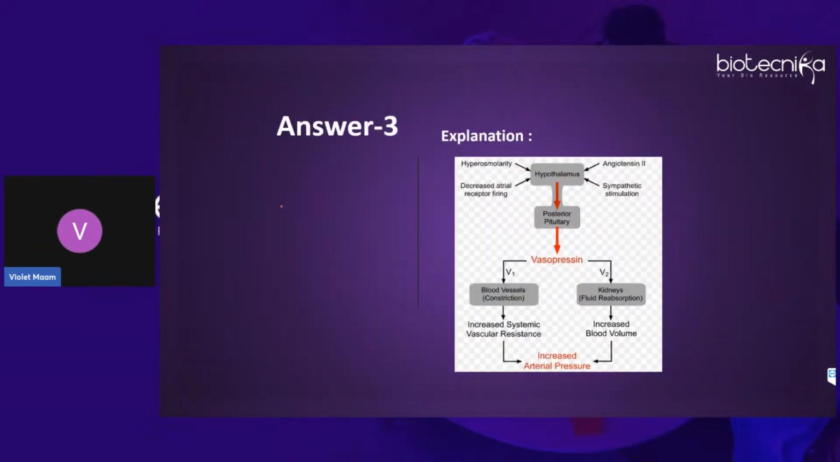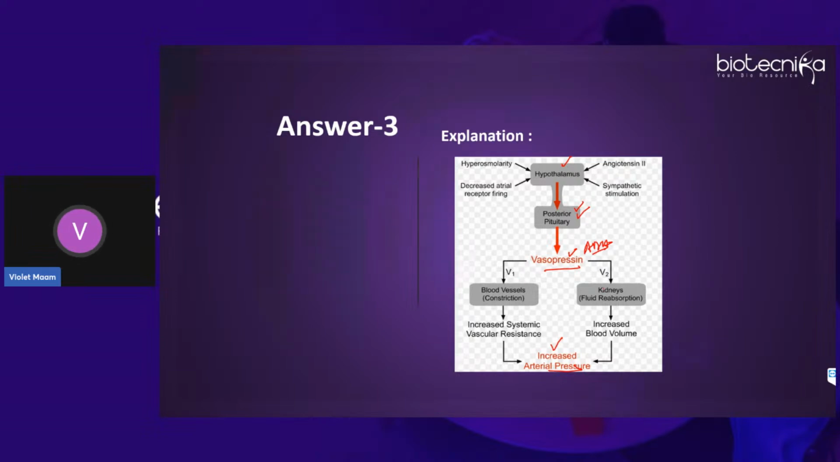Here I have given you a figure. You can see the hypothalamus stimulates the posterior pituitary, so it will release the hormone. The hormone gets stored in the posterior pituitary, and then it is released. So this is about vasopressin or ADH. You can see how it is altering the pressure, because ADH also plays a role in maintaining blood volume. In that way, it can alter the pressure. So it will increase the arterial pressure.